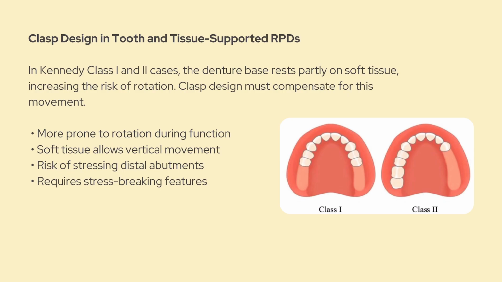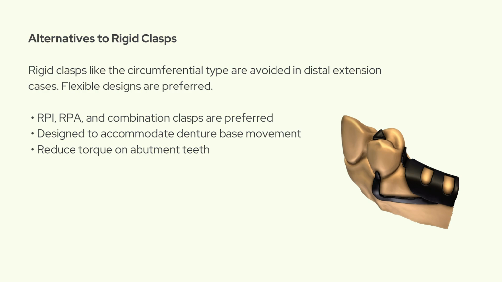That's why in these cases we tend to go for clasp assemblies that include some sort of stress breaking feature. So instead of a rigid circumferential clasp like we would in tooth-borne cases, we usually lean toward things like the RPI system, the RPA, or even a combination clasp with a wrought wire retentive arm. These designs are more forgiving when the denture rotates under occlusal pressure.